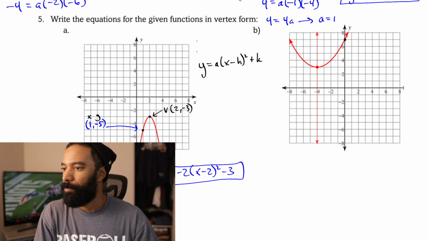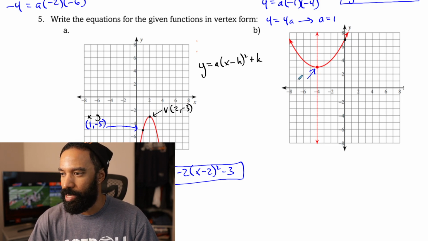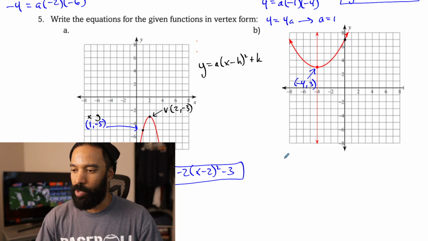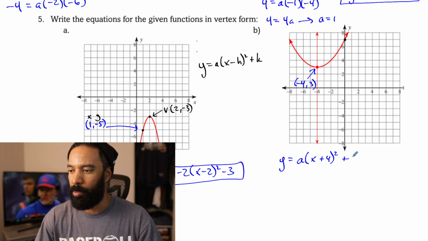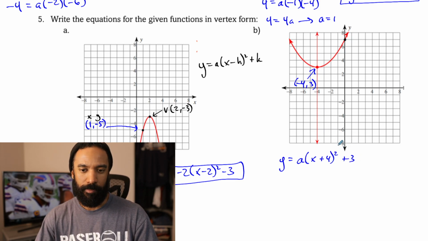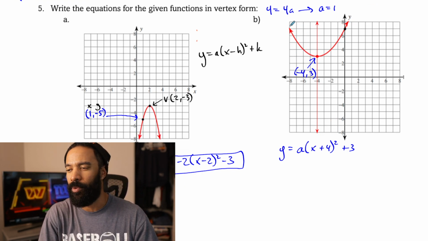Part B. Another vertex. This vertex looks to be at (-4, 3). So that's your h and k. So we know our equation is going to look like y equals a times (x minus h). Remember, we write a plus here, quantity squared plus 3. How many people misread or forget to write the quantity squared? A lot. Try and not be that one.